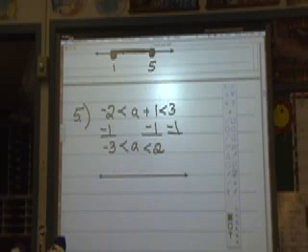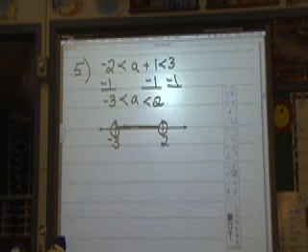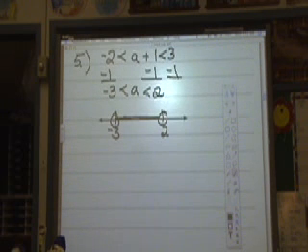What kind of circle at -3? Open circle. What kind of circle at 2? Open circle. Shaded in between. And if you want to check the answer, pick a number between those, like 0. 0 works. -2 is less than 1, 1 is less than 3. Don't turn the inequality around. Not until you multiply.